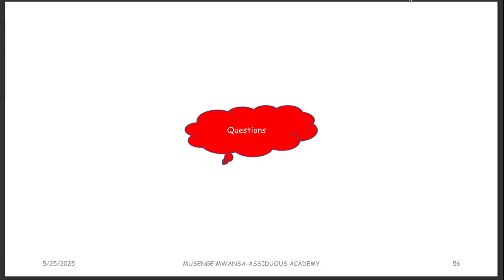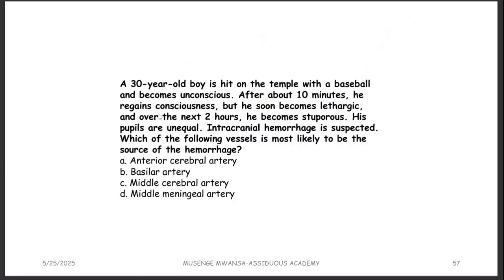So let's proceed with our questions. Heading: blood supply to the central nervous system. A 30-year-old boy is hit on the temple with a basketball and becomes unconscious. After about 10 minutes, he regains consciousness, but he soon becomes lethargic, and over the next 2 hours, he becomes stuporous. His pupils are unequal. Intracranial hemorrhage is suspected.